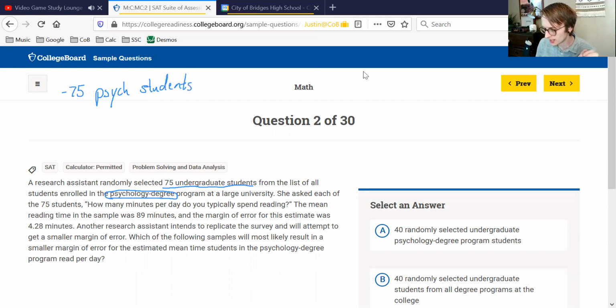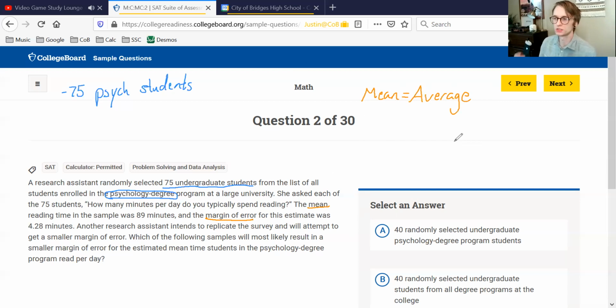Okay, so the research assistant asked each one of the students, how many minutes per day do you typically spend reading? The mean, and we'll talk about that word in a second, the mean reading time in the sample was 89 minutes, and the margin of error, that's the other one we'll talk about, for this estimate was 4.28 minutes. The mean is just the same thing as the average. We don't need to make it any more complicated than that.